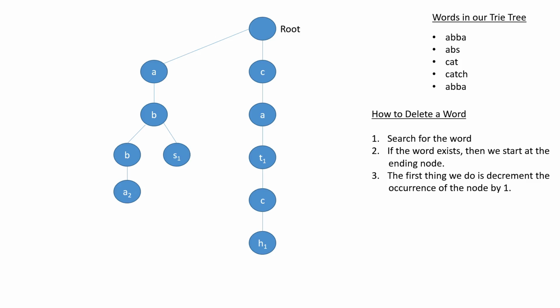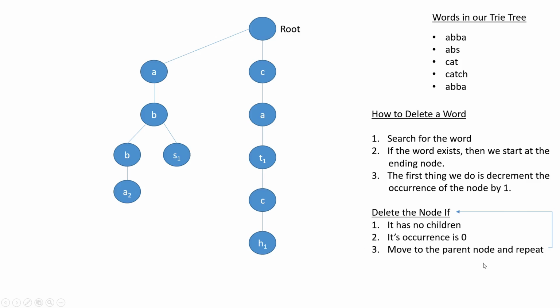So the very first thing we do is we decrement the occurrence of the node by 1, and then we delete the node only if it has no children. Like this A right here has no children, this S has no children, this H has no children. So we delete the node if it has no children and if its occurrence is 0. And then when we're done with that, we move to the parent node and we repeat.